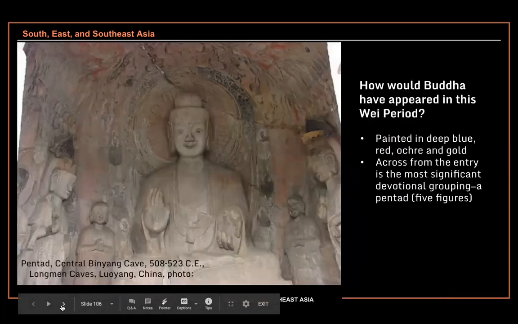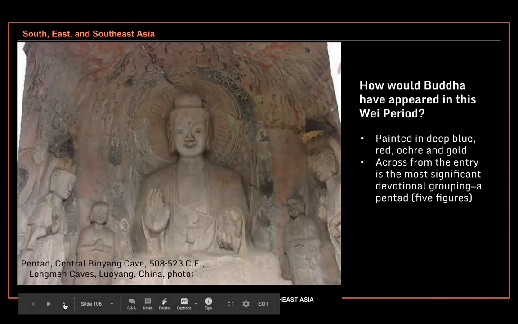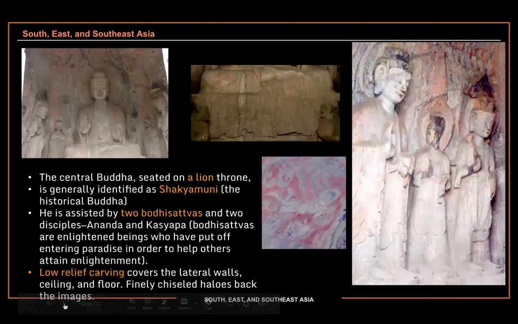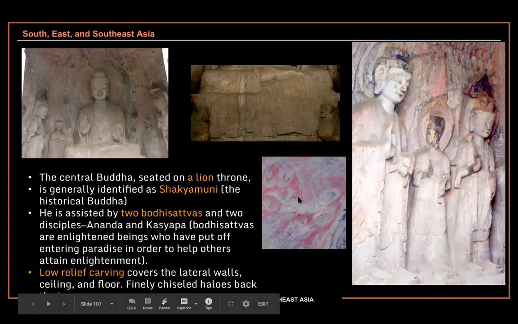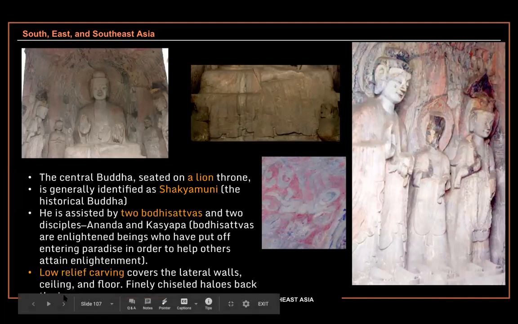So they typically were painted. So we can see little remnants of color here and there. They were painted in deep blue, red, ochre, and gold. And then often murals were painted behind them. So we have other depictions of the life of Buddha. We would also have important images of bodhisattvas and so on. And so around these Buddha images, there's often bodhisattvas or followers of Buddha carved in sculpture and relief.